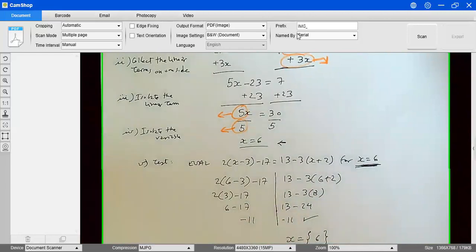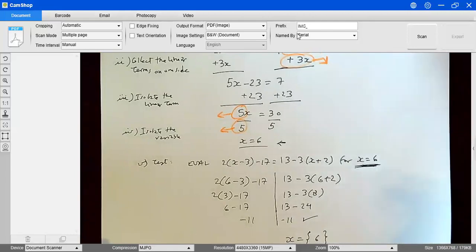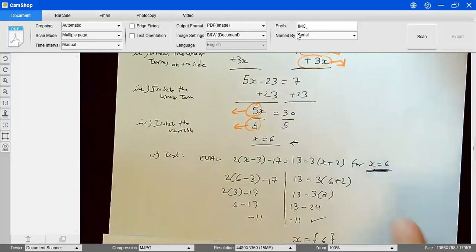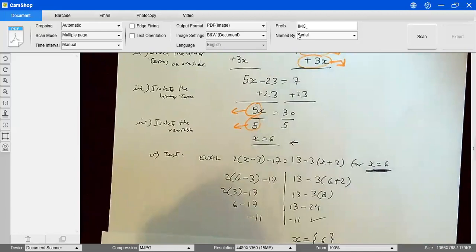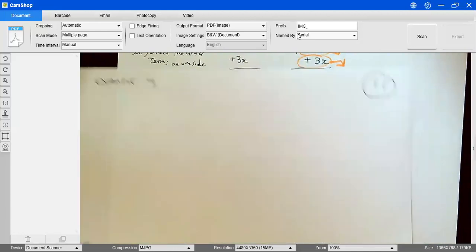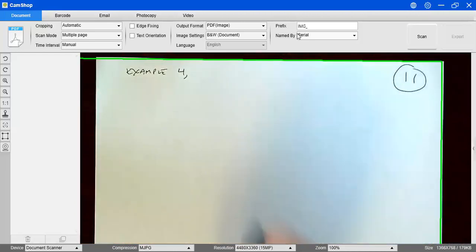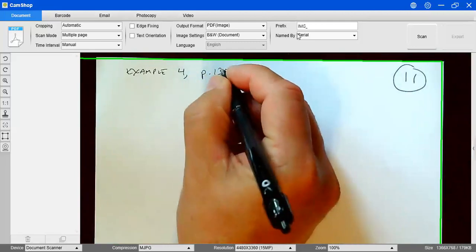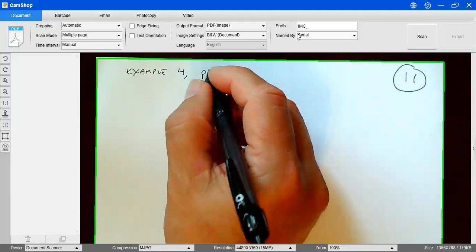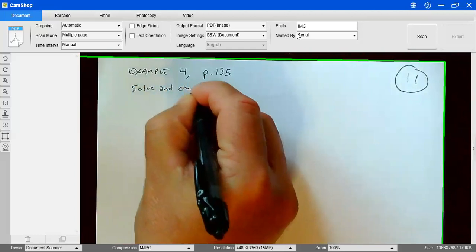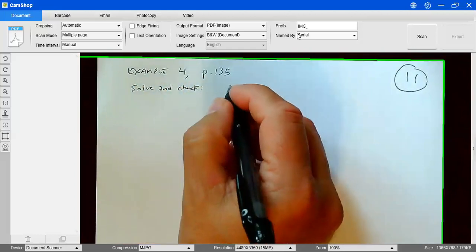So now we have a problem, the last problem for this lecture and for this section too. So that is going to be example 4. So example 4 is on page 135. So we're going to solve and check the following equation.